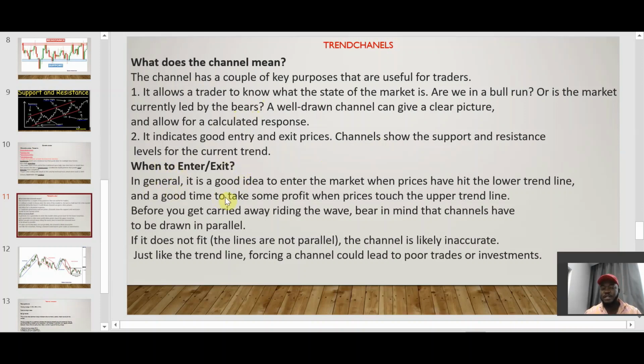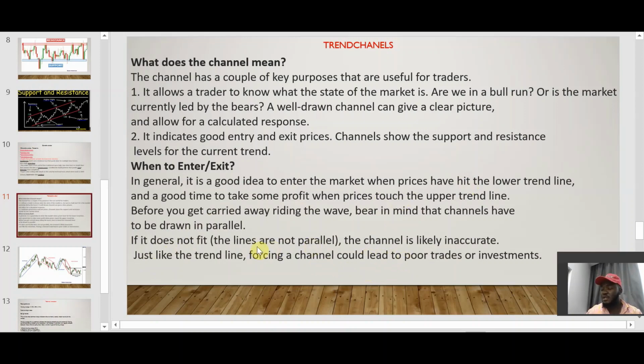In general, it is a good idea to enter the market when the price hits the lower trend line. Remember, the lower trend line, and a good time to take some profit is when the price touches the upper trend line. Before you get carried away riding the wave, bear in mind that channels have to be drawn in parallel, that is a single line like this. If it does not fit, the channel is not parallel. The channel is likely inaccurate, just like the trend channel line. Forcing a channel could lead to poor trades or investments.